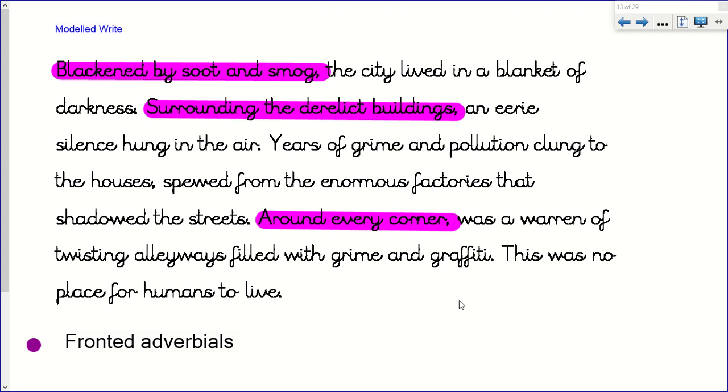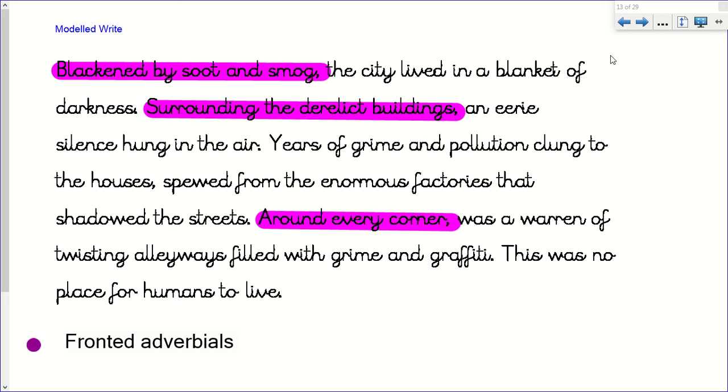Now looking at this, I could probably improve it further, because on Thursday we were trying to include a simile, weren't we? So I could even make this even better by trying to include a simile there as well. Okay, so what I would like you to do is have a look at your original description of the town, of the city, and then see if you can improve it. See if you can add some of those fronted adverbials.